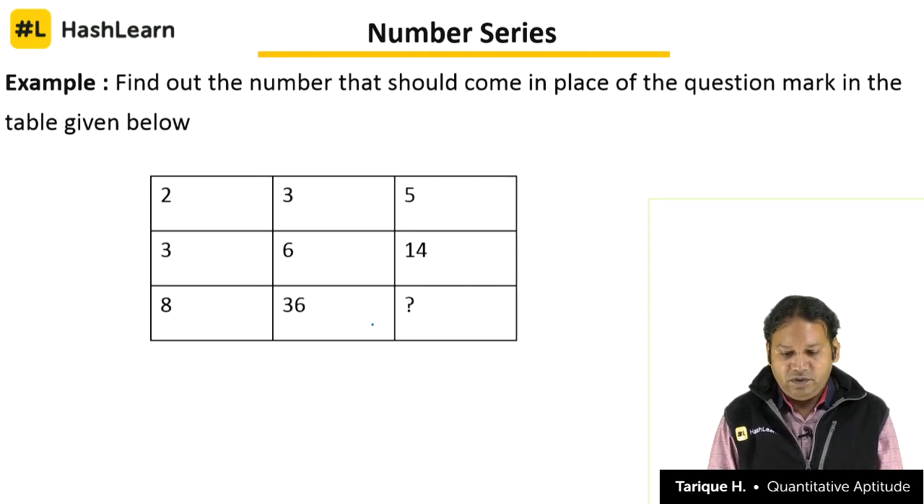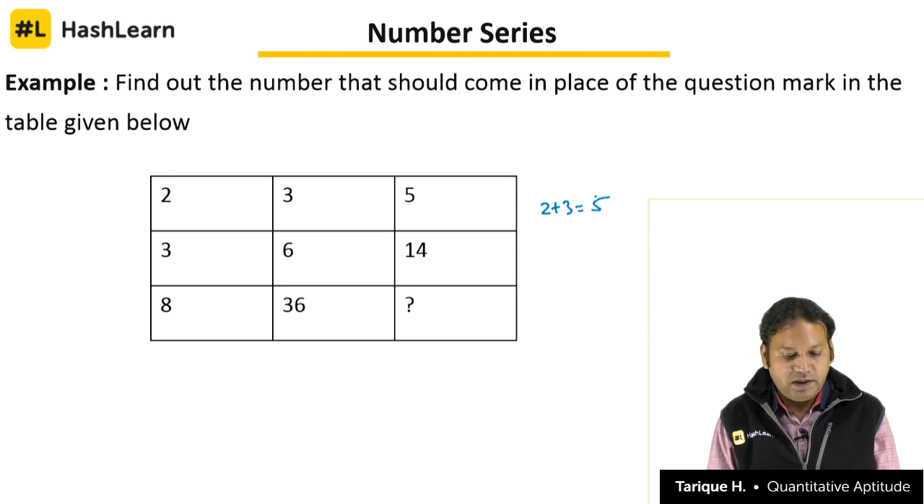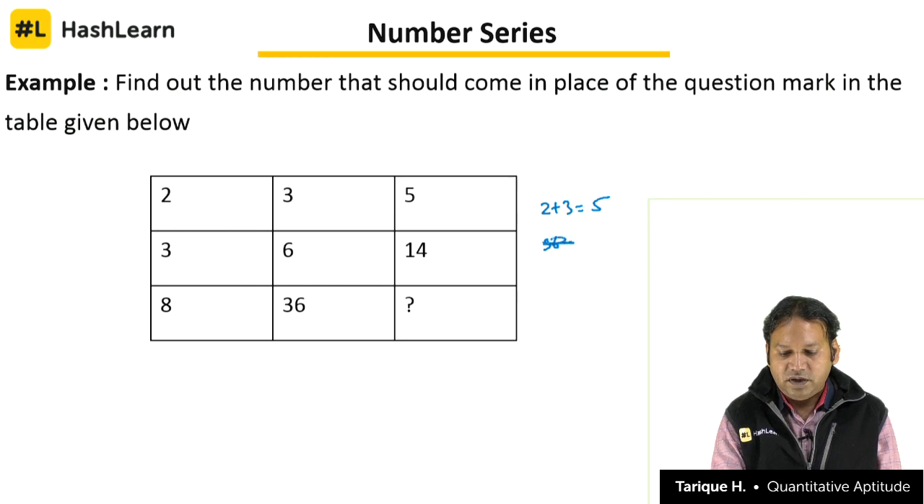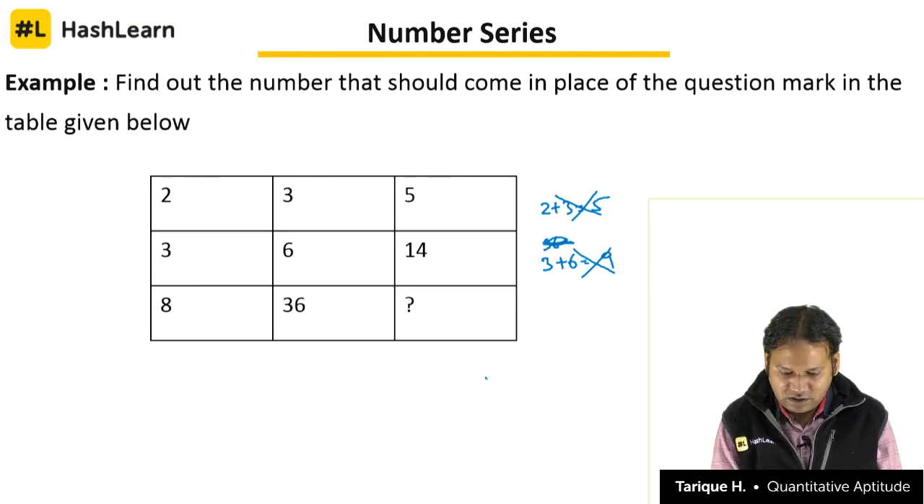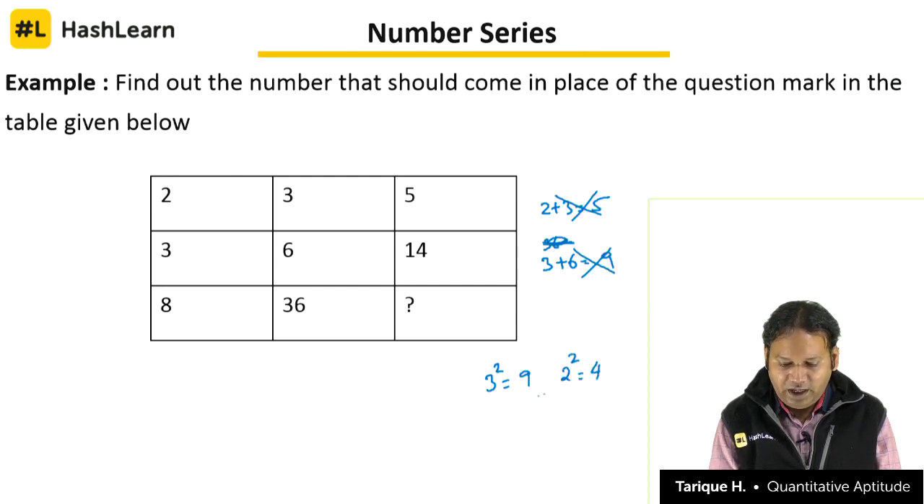2, 3, 5. So immediately it seems like 2 plus 3 is equal to 5, but can the question be so simple? 3 plus 6 is 9. So immediately we know this logic of 3 plus 6 is 9. That's not going to work, right? Because that can't be the case here. So 3 square is 9. 9 minus 2 square is 4. Can this be the case? So 3 square is 9 and 2 square is 4. And 9 minus 4 is equal to 5. That is one definitely looking right.